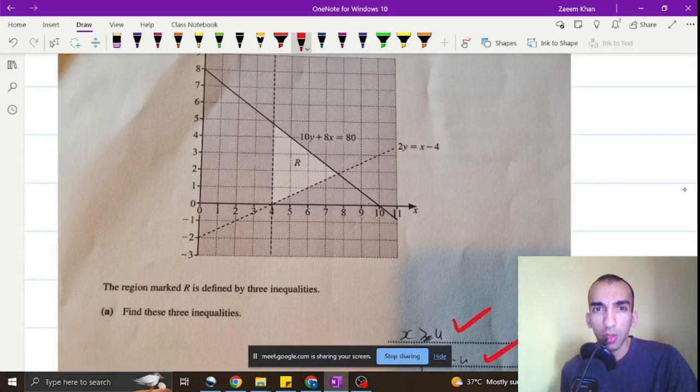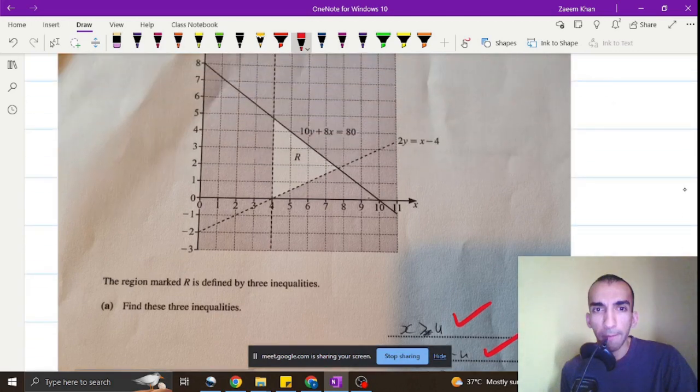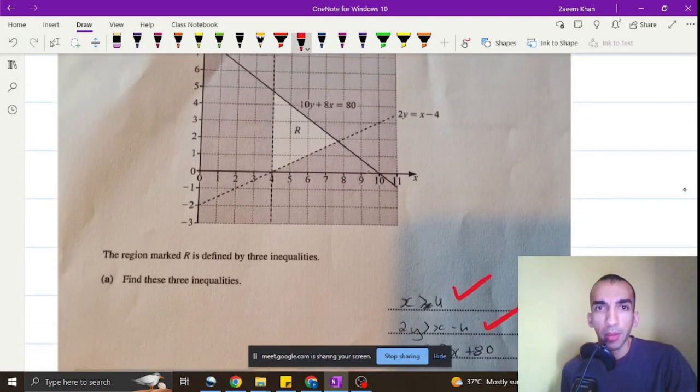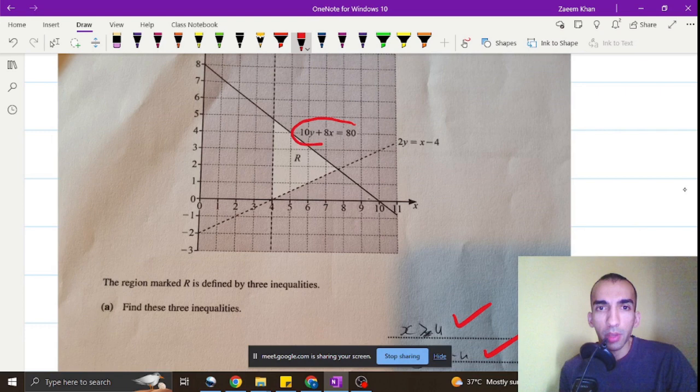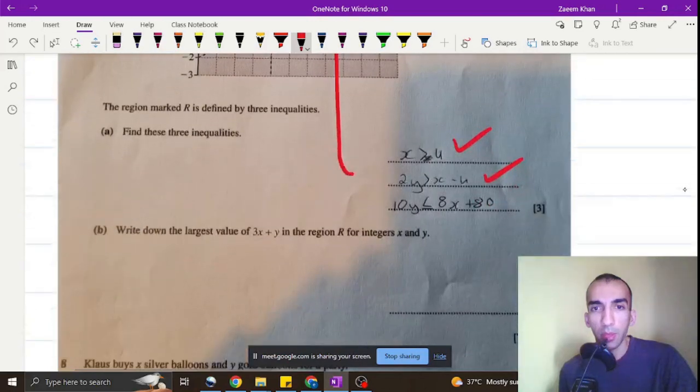Oh, what's happening here? Rida, can you read this out? Sorry? Oh, this equation. 10y plus 8x equals 80. Okay, then what's going on over here?